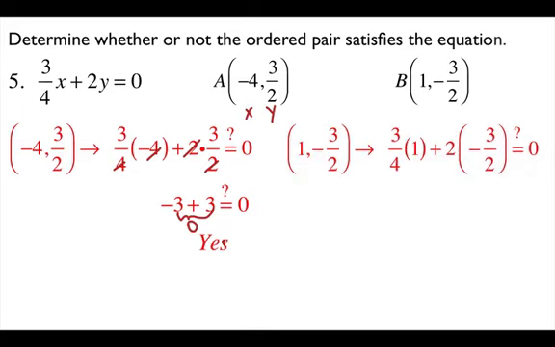B, substitute. You have to use a little bit of pre-algebra here, and multiply 3/4 times 1, multiply 2 times -3/2. Notice that the 2's go away here, so you end up with 3/4 minus, because positive times negative is negative, and just 3. And I'm not even going to bother to simplify this, because I know that this is not going to equal 0. So now I know that this point does not satisfy the equation. So this is a no. Let's move on to the next slide.